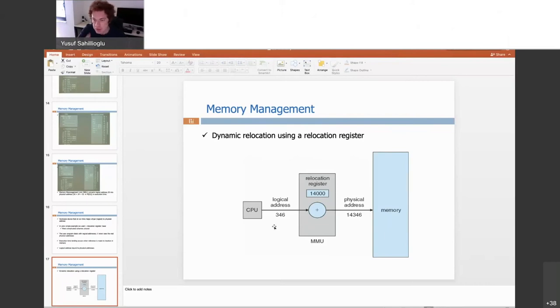So, for instance, here, what is happening? Dynamic relocation using a relocation register. This process, whatever it is, has this base number of 14,000. If you happen to access the logical address of 346, then the operating system's memory management unit just adds this constant to whatever the current logical address is, and then goes to the memory with that output.